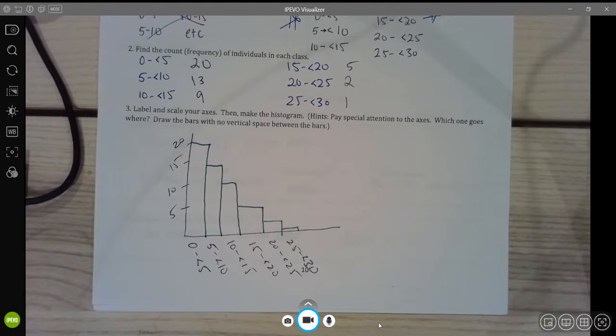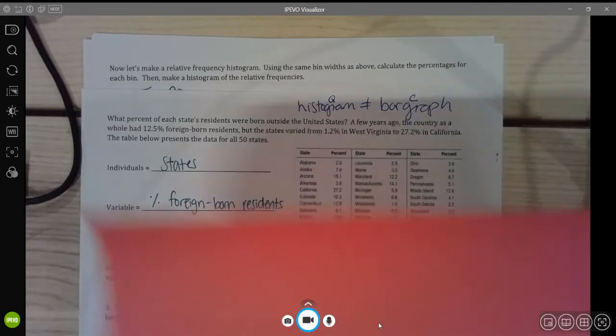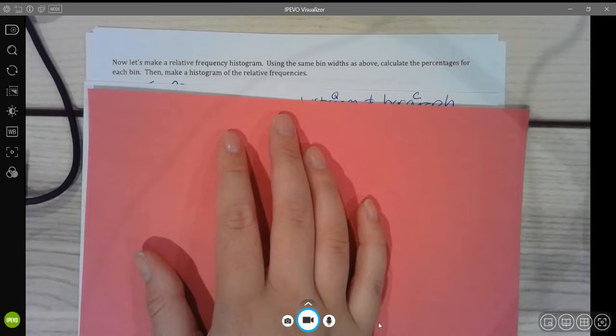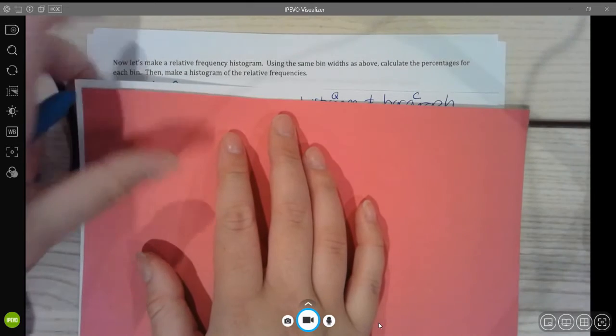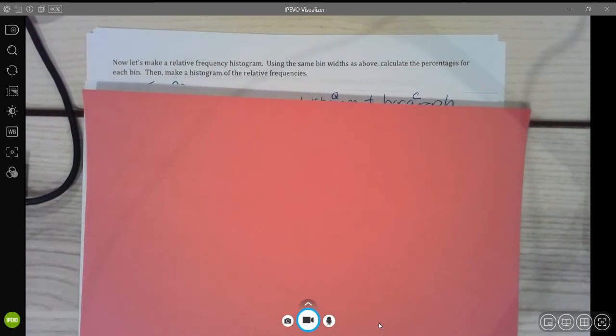I have labeled my axes, I've scaled them, and drawn the bars with no vertical space. We did all of those things. Okay, so the next thing I want to do, and I'm not going to switch over quite to the next page yet, is make a relative frequency histogram. We're going to use the same bin widths, but now we need to calculate the percents. If you remember, a relative frequency uses percents, not counts. The relative frequency and percents do mean the same thing. So we're going to find the percents and then make a histogram.